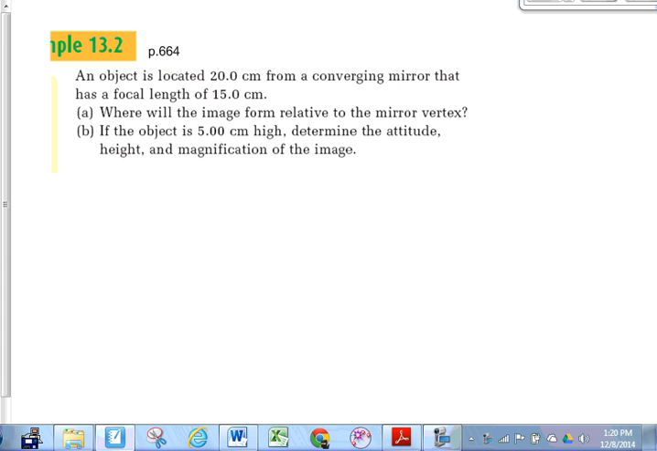Here's a problem on 664. It says an object is located 20 centimeters from a converging mirror. What does that tell us? Converging mirror. The word converging always tells us that F is real and therefore a positive value. So this is going to be our focal length. I'm just going to make a note that it's positive.